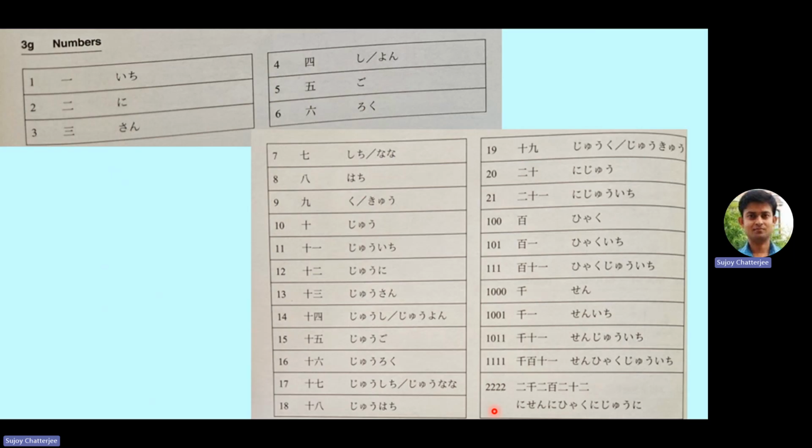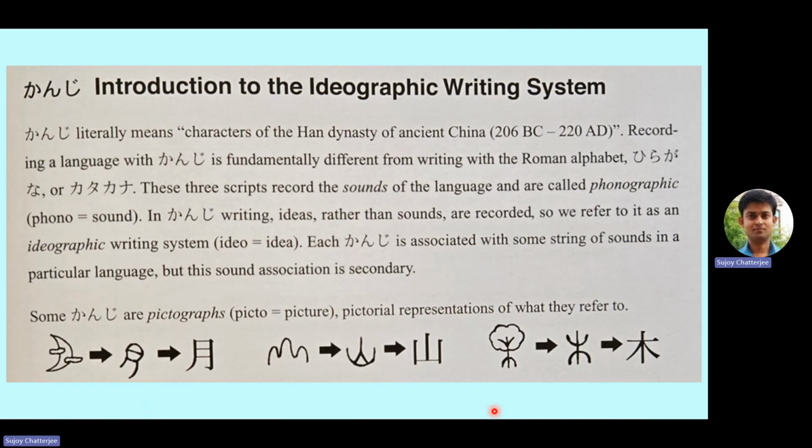Japanese. Next, we move on to our second topic of today's lecture, which is Introduction to the Ideographic Writing System, Kanji. You can see here it's written Kanji in hiragana. Kanji literally means characters of the Han dynasty of ancient China. So this is the period from 206 BC to 220 AD. So this is the reason why Kanji in Chinese is called Hanzi. It is Hanzi actually in Chinese language. So from Hanzi in Chinese, it has become Kanji in Japanese.